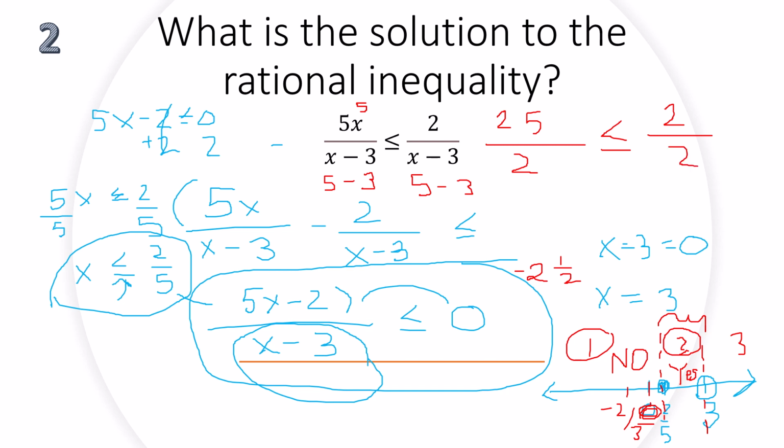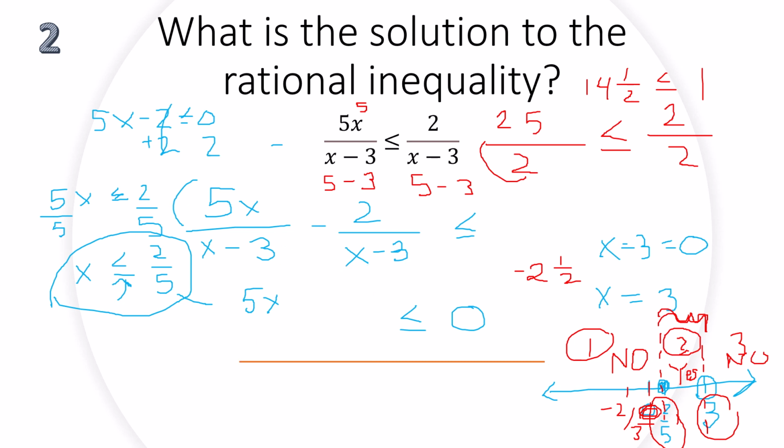So let's simplify that. All right, 2 goes into 25, 14 1/2 times. Is 14 1/2 less than or equal to 1? And the answer is no. So all of our solutions are in between 2/5 and 3. So we're asked to write that in set notation. So let me clear this up. Let me erase a little bit, and we're going to write our answer in set notation.